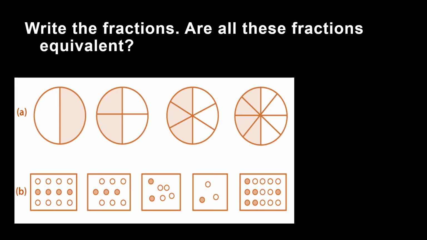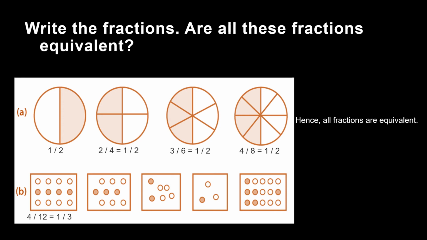Now let us see some problems from the NCERT textbook. Write the fractions. Are all these fractions equivalent? See the picture. 1 by 2. First one is shaded. Out of 2, 1 is shaded. Second one 2 by 4. That is 1 by 2. 3 by 6. That is also 1 by 2. 4 by 8. So 4 by 8 equal to 1 by 2. So all these fractions are equivalent.